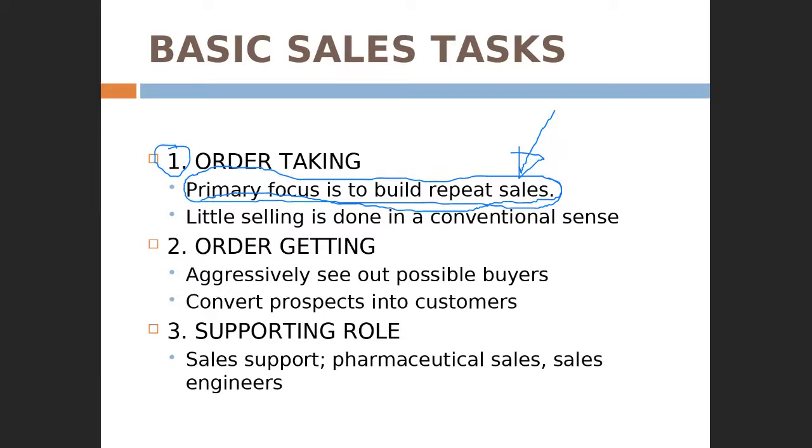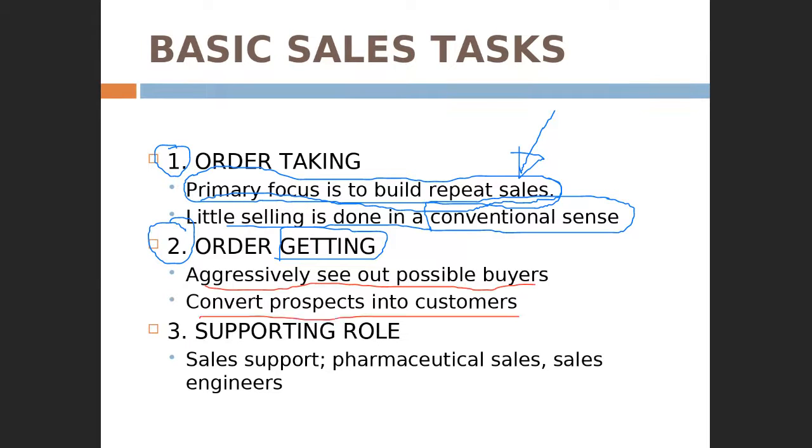So the primary focus is to build repeat sales, which also means that little selling is done in the conventional sense. You don't have to sell the idea or the product; it is kind of pre-sold. You've been supplying them with this product forever. As opposed to that, you have order getting, versus order taking. Order getting is where you sell in a conventional sense. You aggressively seek out possible buyers and convert prospects into customers. Insurance company salespeople do this all the time.